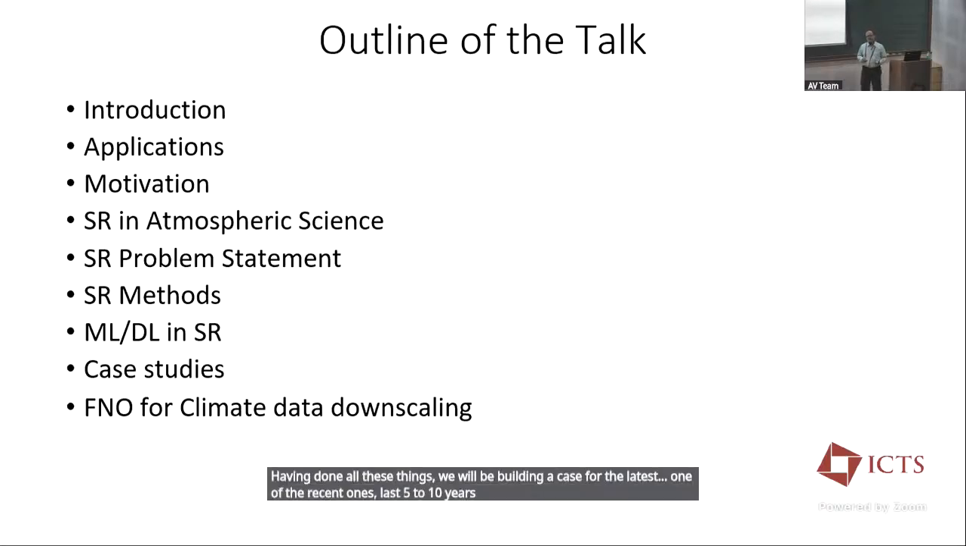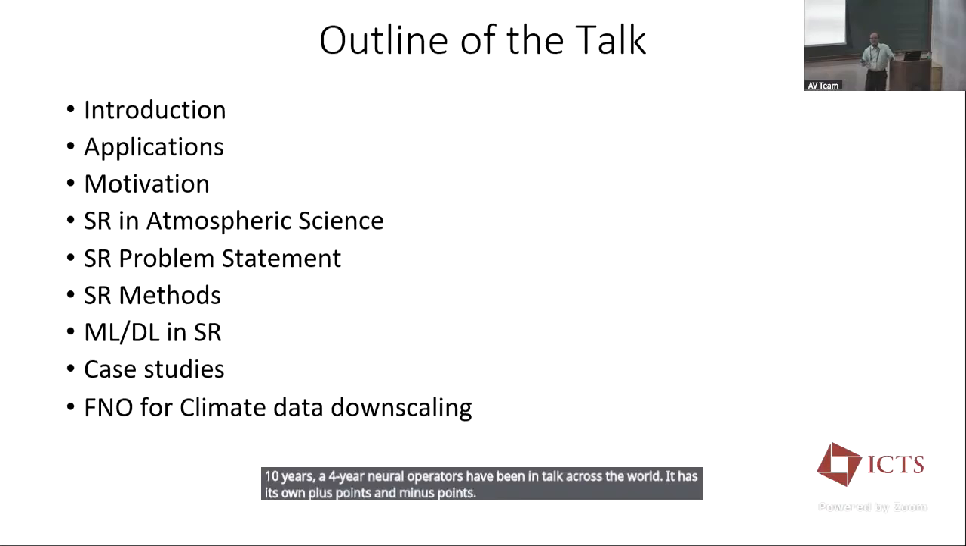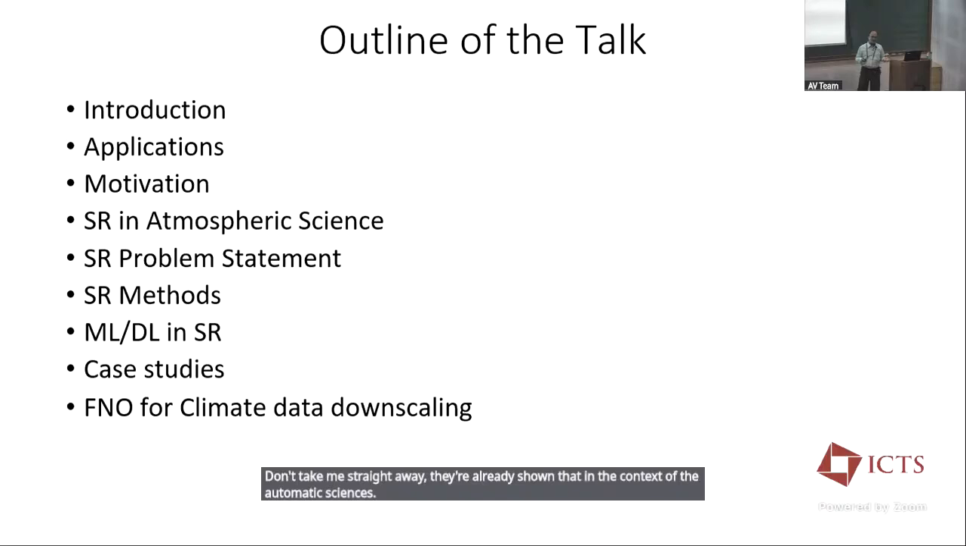In the last 5 years, I won't even say 10 years, Fourier neural operators have been talked about across the world. It has its own plus points and minus points. Don't take me straight away. They've already shown that in the context of atmospheric sciences, they may not be the best ones.